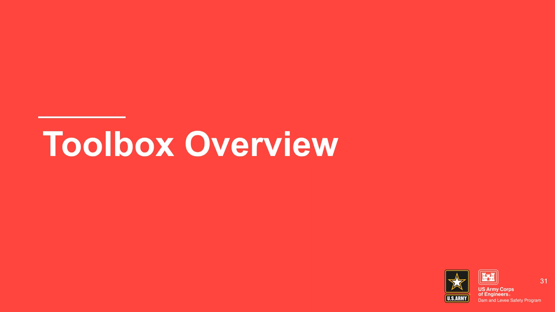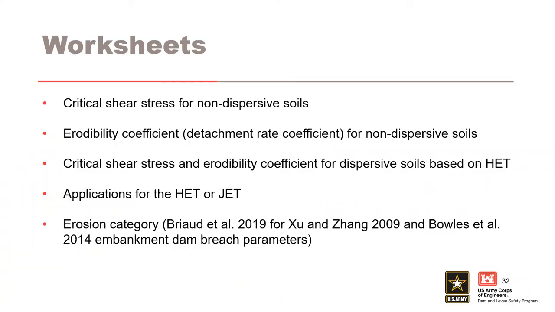Now let's take just a moment to get a high-level overview of the toolbox that's been provided to aid in estimating erosion parameters. The toolbox consists of an Excel workbook with multiple worksheets. Each worksheet contains various methods for estimating soil erosion properties from a variety of sources. The worksheets provide means to estimate the critical shear stress for non-dispersive soils, the erodibility coefficient for non-dispersive soils. You can do these estimates based on data sets from the whole erosion test, or you can do it based on applications for other test data.